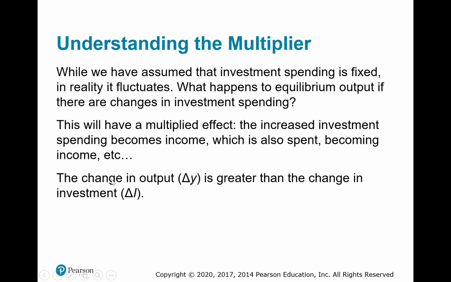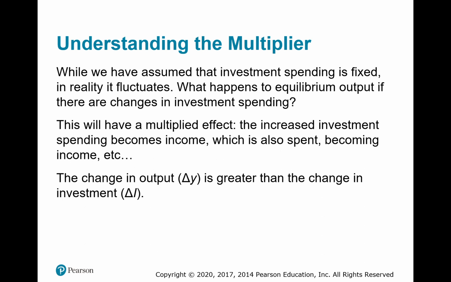All right, while we understand assuming that the investment spending is fixed, it actually fluctuates. Business cycles are business cycles. You and I change our ideas all the time. And so if we look at the equilibrium, what happens to it is that changes in investment spending can also affect our consumption. This is going to have a multiplier type effect, though.